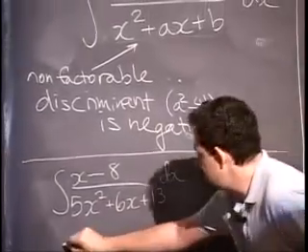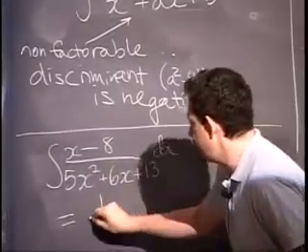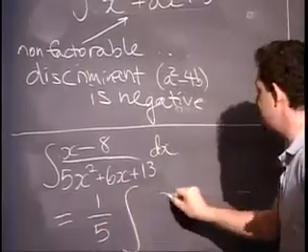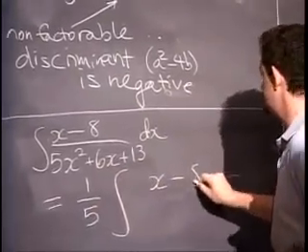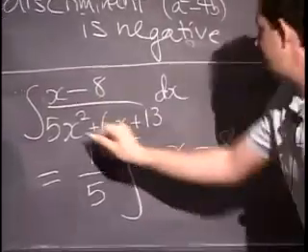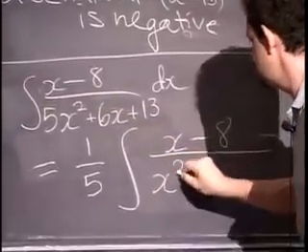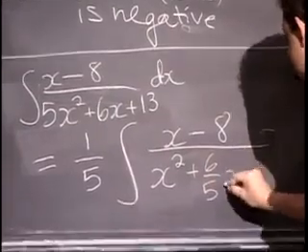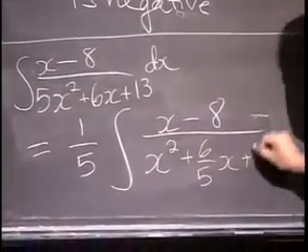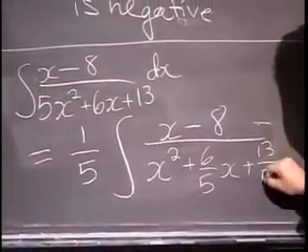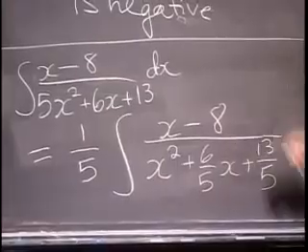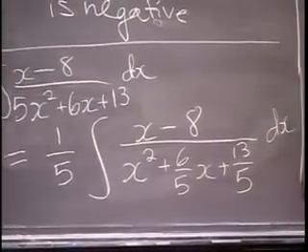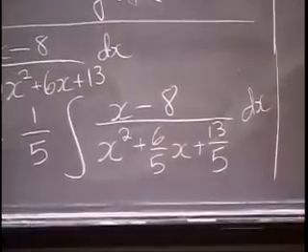So what I would do is first of all pull out 1/5. This becomes quite messy, so I'm not going to complete it. But I would have x squared plus 6/5 x plus 13/5 dx. Well, I just magically put it there.